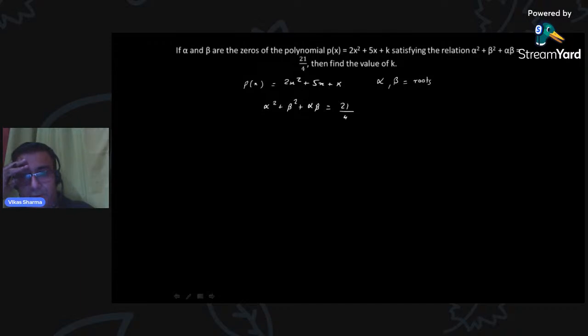How will you do it? People online, let me know in the chat box right now. How will we approach the question? We don't have k, so we cannot find the roots of this equation because the roots are not given, and whenever there is a variable we cannot find the roots. If the roots are not given and we cannot find them, how will we approach the question? What do you think?